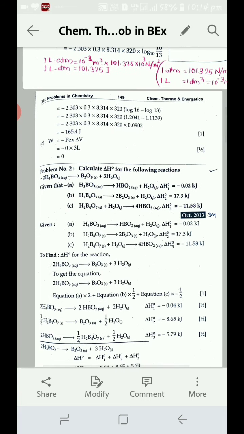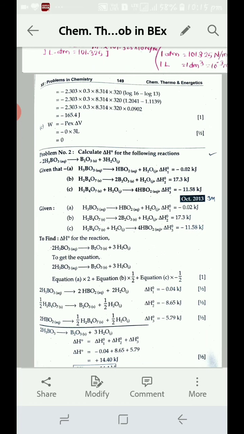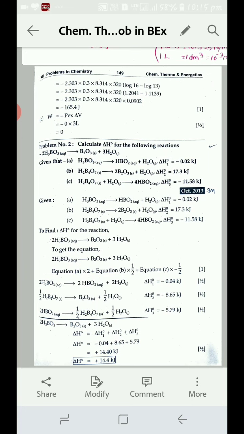And if we add these new equations, reactant to reactant side, product to product side, then 2H3BO3 gives B2O3 plus 3H2O. Delta H, meaning the standard heat of reaction for the required equation, is equal to minus 0.04 plus 8.65 plus 5.79. Okay, and your answer is equal to plus 14.40 kilojoule. So the final answer carries half mark.